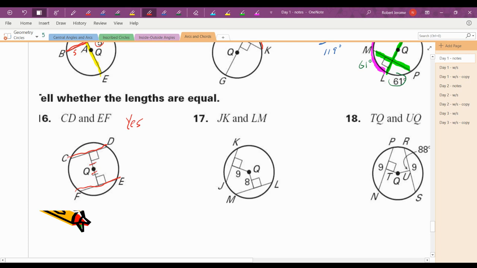In 17, look at these two numbers, 8 and 9. Those chords are not the same distance from the center, which means the chords are not the same length. Remember, if two chords are equal distance from the center, then they are congruent. These are not equal distance. So not congruent. So no.